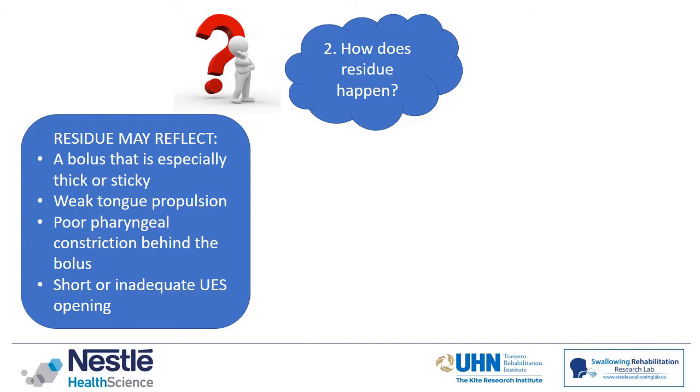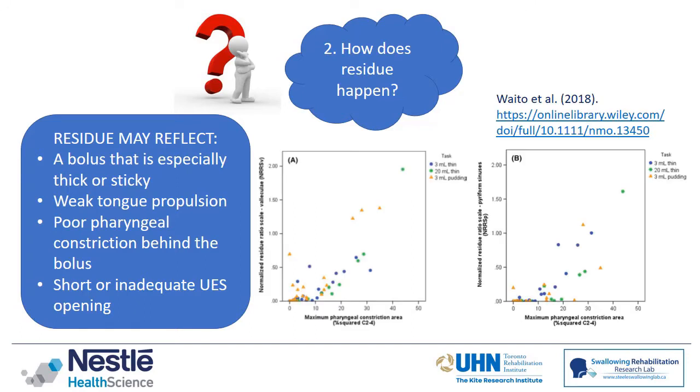Of these possible predictors, by far the strongest association in the research literature has been seen between poor pharyngeal constriction and residue. For example, these graphs from a paper by Dr. Ashley Waito and colleagues show strong correlations between poor pharyngeal constriction, meaning a larger unobliterated area of the pharynx at the point of maximum constriction, and residue in the vallecula and the piriform sinuses in patients with ALS. Interestingly, the strongest correlations here were seen with the largest bolus size. Now, these graphs both plot residue on the y-axis according to a scale known as the normalized residue ratio scale.